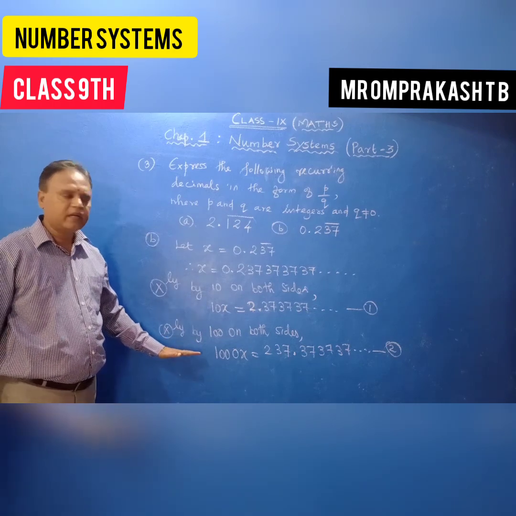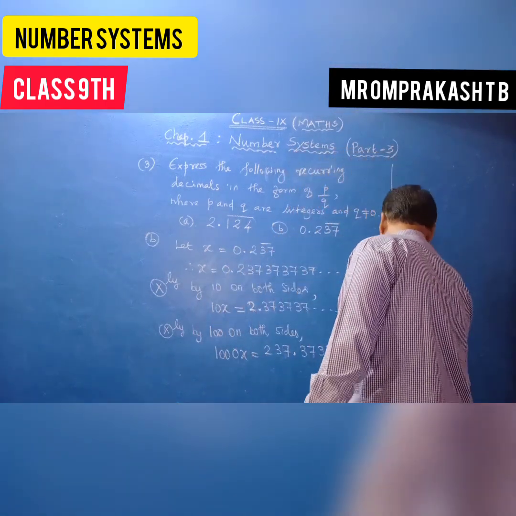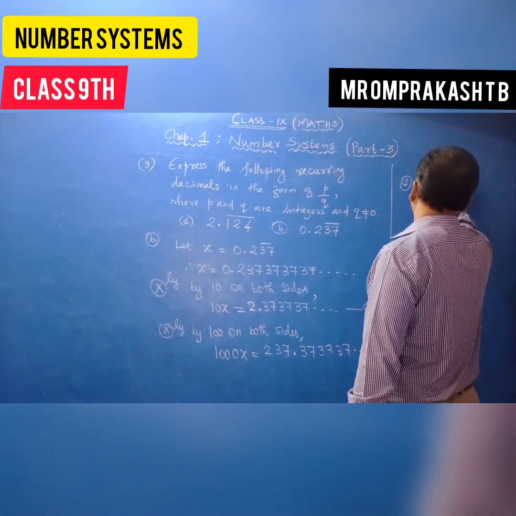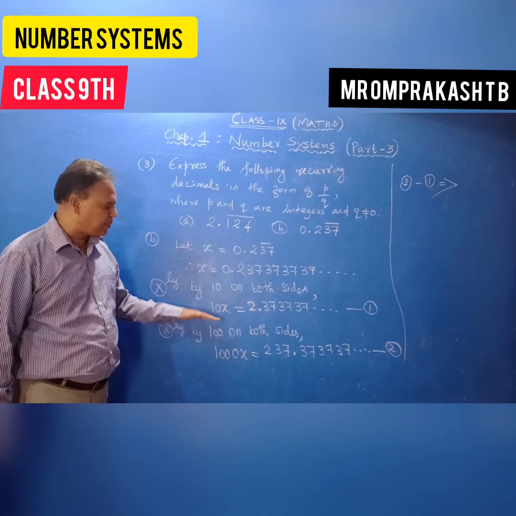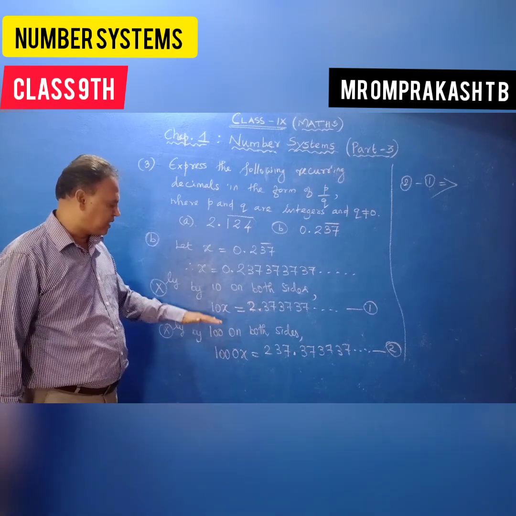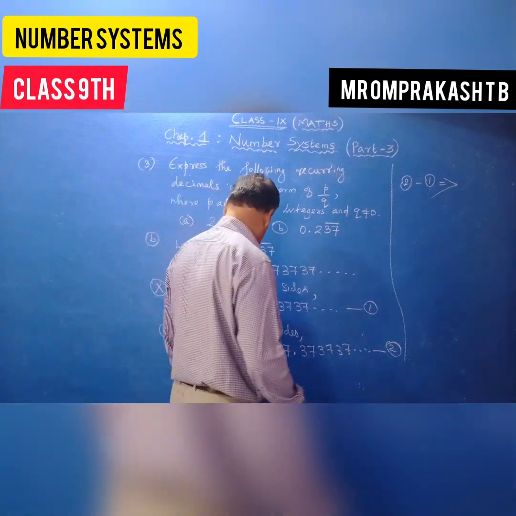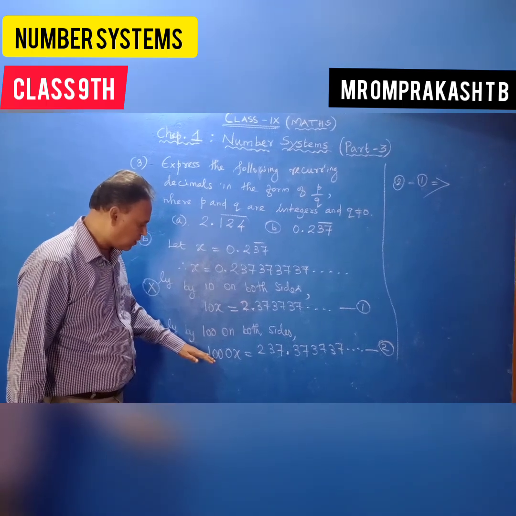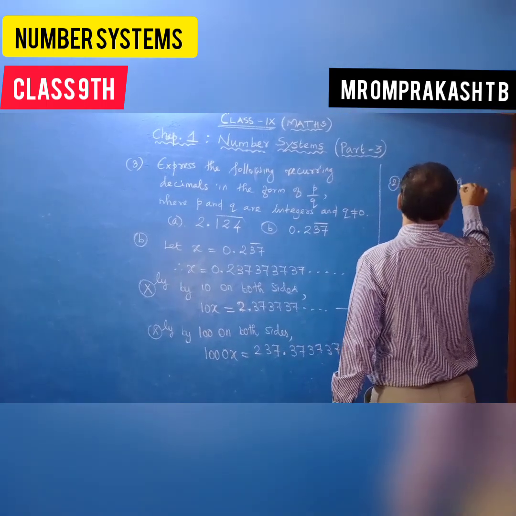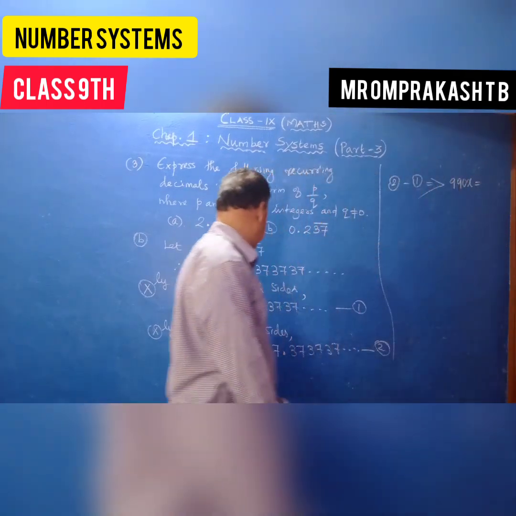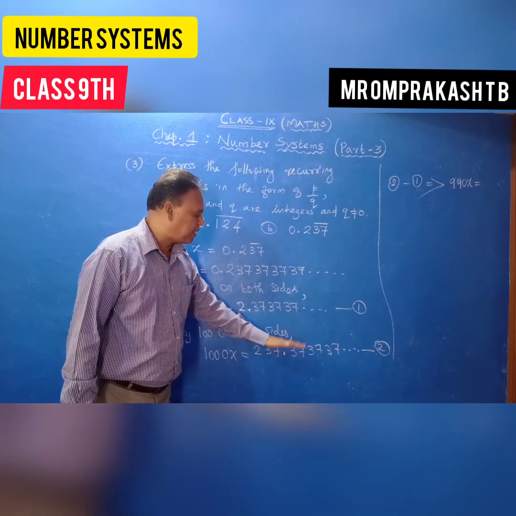Understand? Clear? Now subtract 2 minus 1. You see 1 and 2. 1000x minus 10x. How much is 1000x minus 10x? 990x. That's equal to, you see the decimal part same. Okay, you subtract means it will become 0.